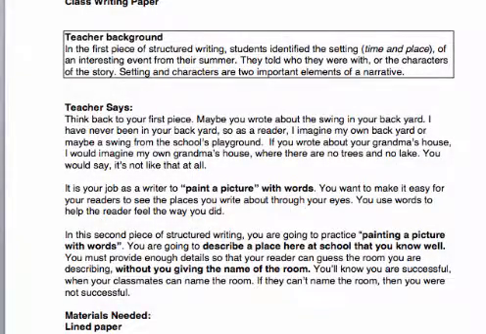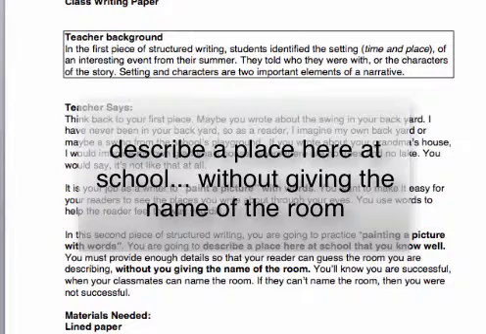In the second piece of structured writing, you are going to practice painting a picture with words. You are going to describe a place here at school that you know well. You must provide enough details so that your reader can guess the room you are describing, but you may not give the name of the room.